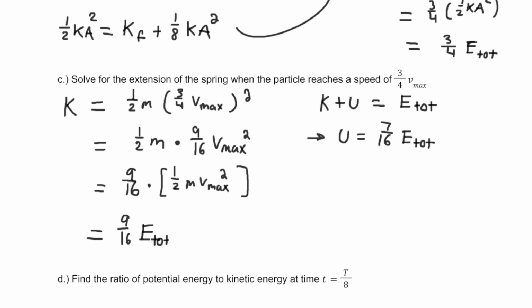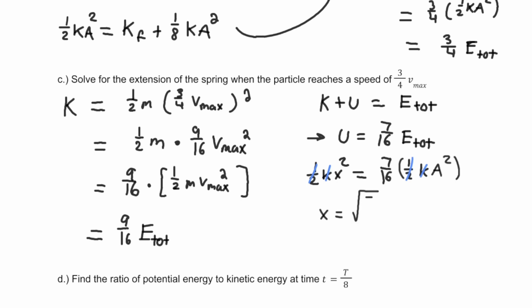So we can solve this out now, because we know that energy total is 1/2 kA squared. So 1/2 kx squared at that point has to be equal to 7/16 of the 1/2 kA squared. Because again, that's our total energy, and the 1/2 kx squared is how much we have now. So 1/2 cancels, k cancels, and then we're just going to get x is equal to the square root of 7/16 times A squared, which is just equal to the square root of 7 divided by 16 times A. And that's our answer.